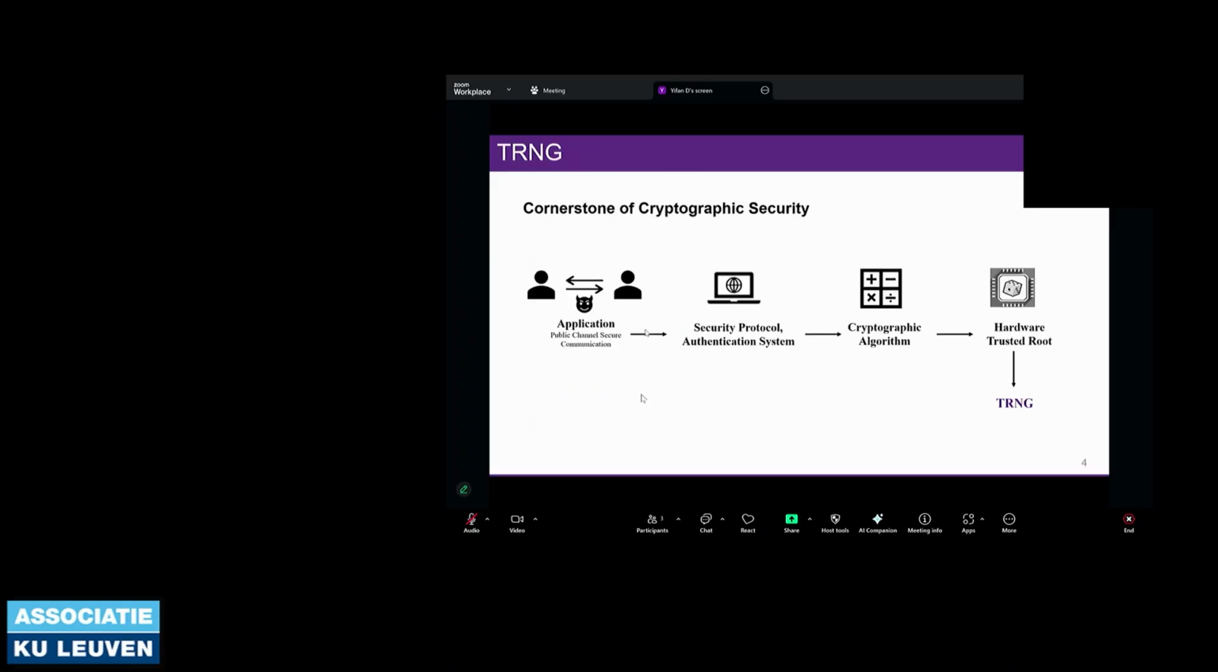In practical applications, many security protocols or authentication systems have been proposed to meet the growing demand for public channel secure communication. These protocols require secure cryptographic algorithms, and almost all existing algorithms rely on true random numbers that exhibit uniformity and unpredictability to generate encryption keys. So we can see that TRNG is the hardware's trusted root and the cornerstone of cryptographic security.